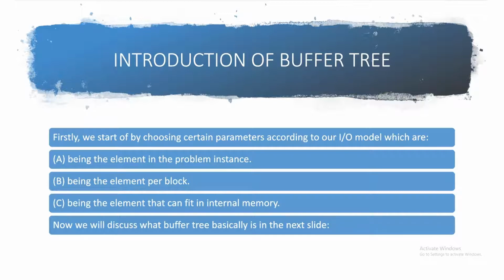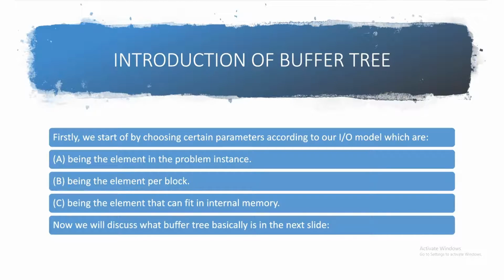So firstly we start off by choosing certain parameters according to our IO model, which are A, A being the element in the problem instance, and B will be the element per block, and C is the element that can fit in the internal memory.